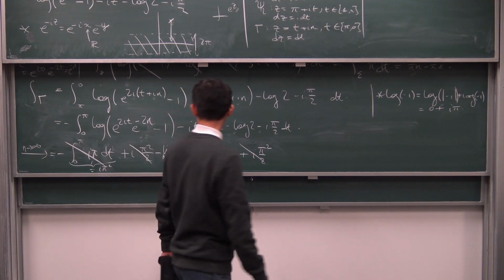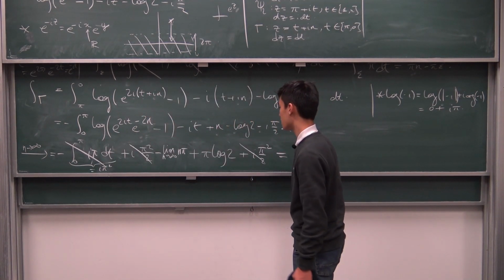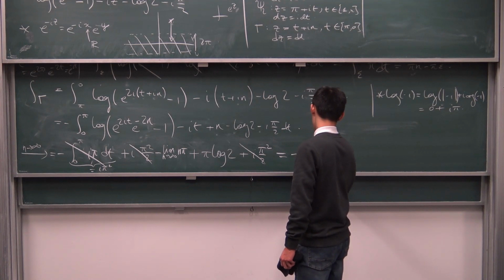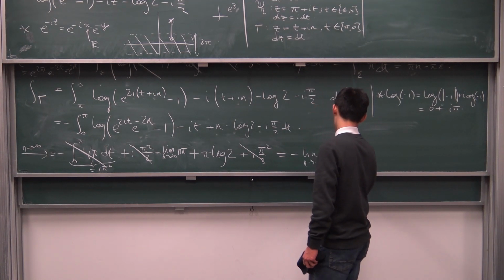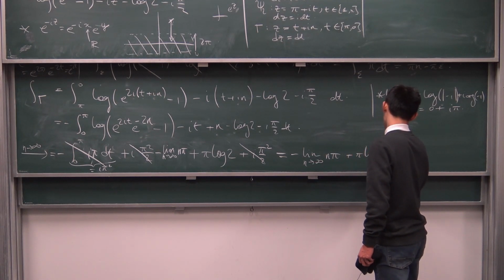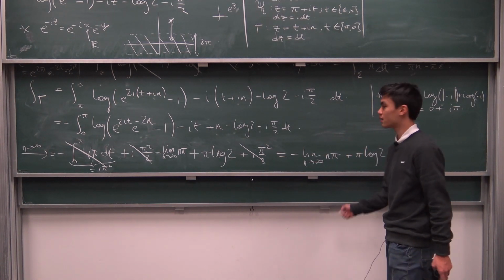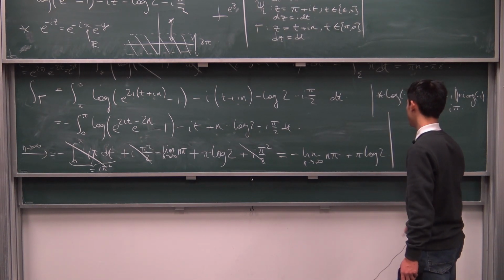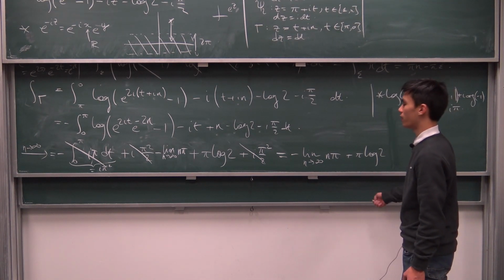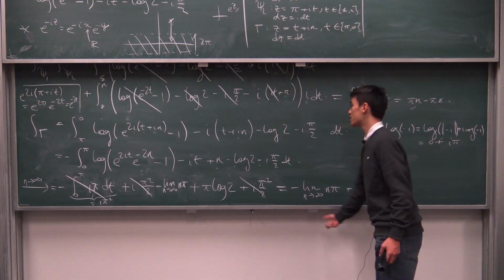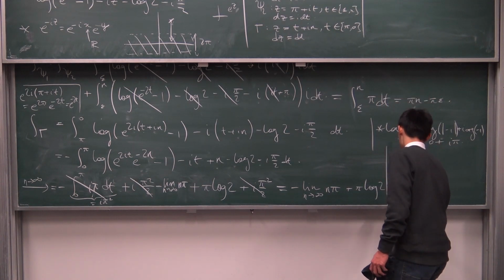It's amazing. So what we're left with is just the negative limit as n approaches infinity of n times pi, and then plus pi times the logarithm of 2. That's amazing. Okay, so what can we conclude from this blackboard over here? We have the integral over psi 1, psi 2, and this gamma integral. What happens if we just sum all of those together? So let's put that over here.